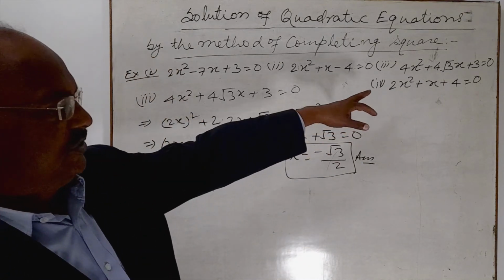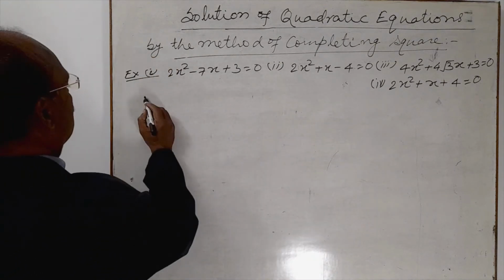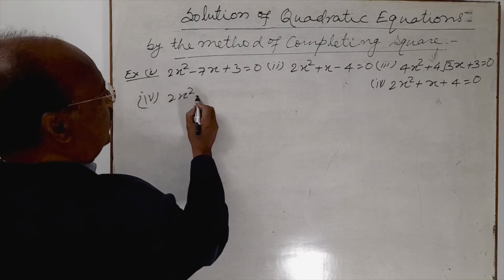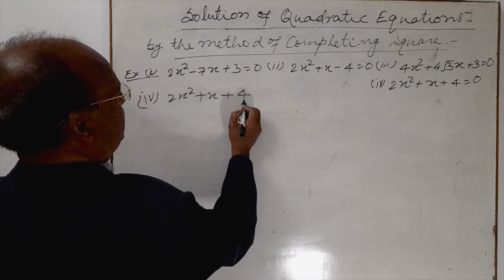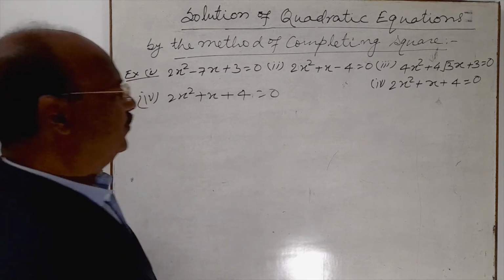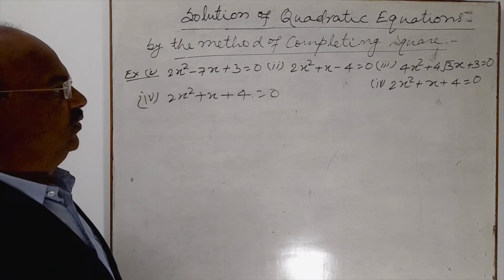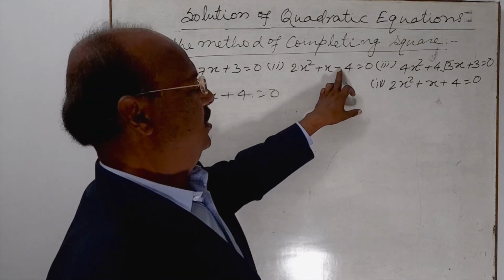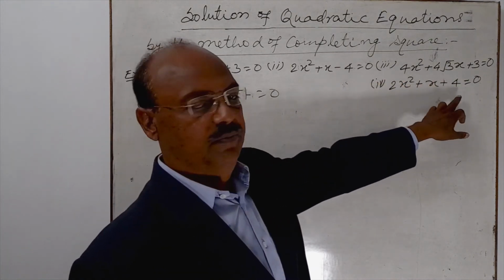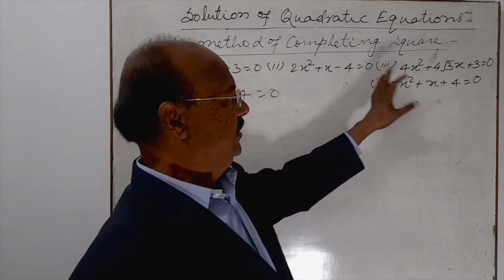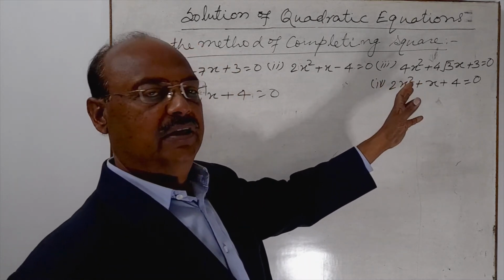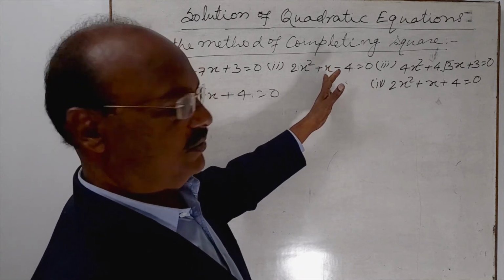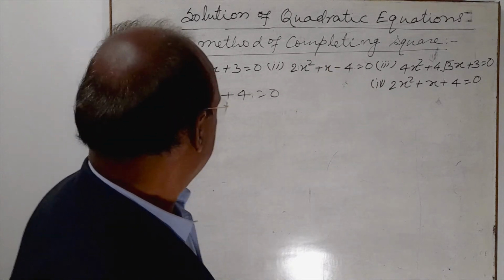Now, last question, fourth question. So question number 4 is here: 2x square plus x plus 4 is equal to 0. Correct? These two questions are similar, only there is a difference of sign. Here minus 4, here plus 4. So we have to follow the same method that we have followed in this question. Correct? So let us try.